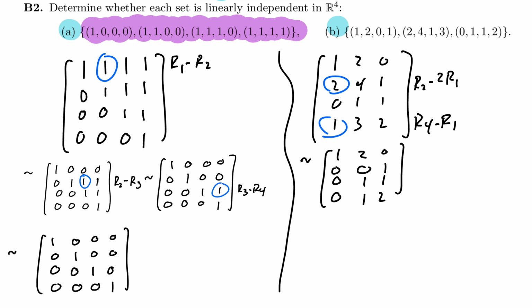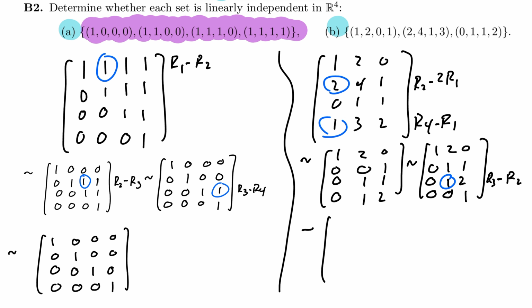Continuing on, I'm going to interchange some rows. Let me reshuffle this. So I'm going to have 1, 2, 0, 0, 1, 1, 0, 1, 2, and 0, 0, 1. And now again, I want to make this 0. So I'm going to do row 3 minus row 2. Continuing in this way, I didn't touch the first or second row, so I write them back down. Subtracting row 3 from row 2, we get 0, 0, 1, and lastly 0, 0, 1.